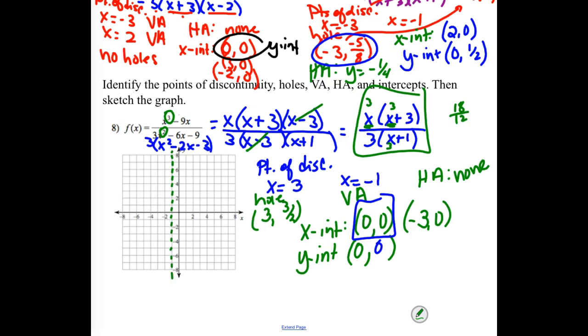We don't have a horizontal one. We have x-intercepts at the origin and at -3. And we said we have a hole at 3, 1.5.